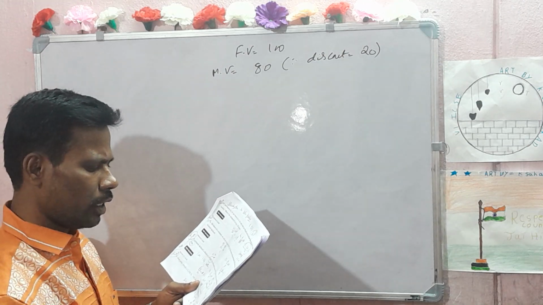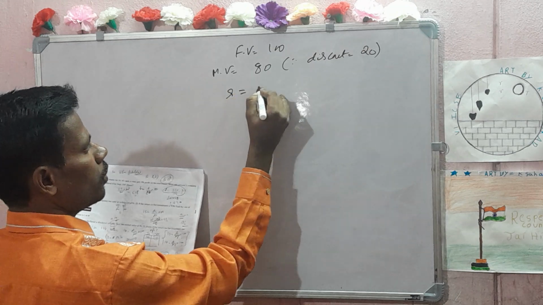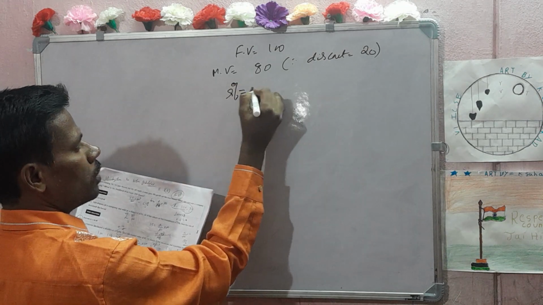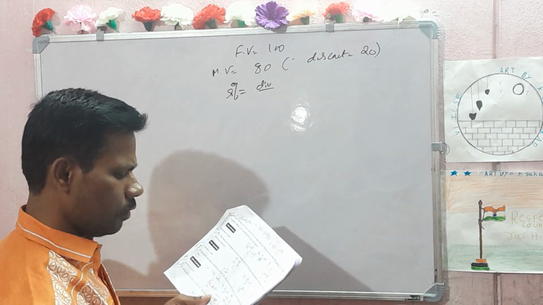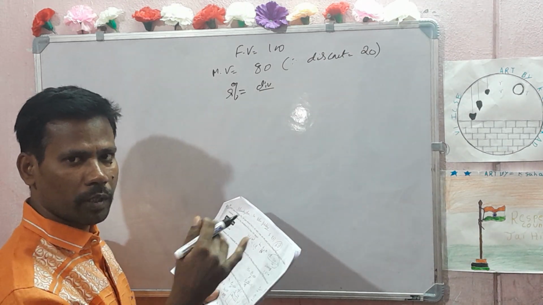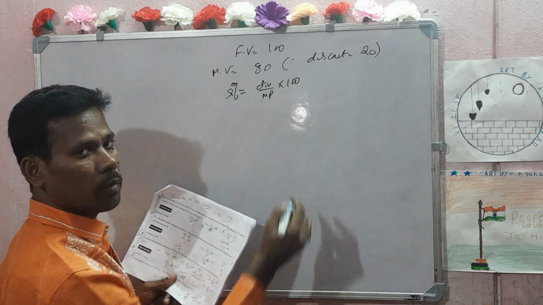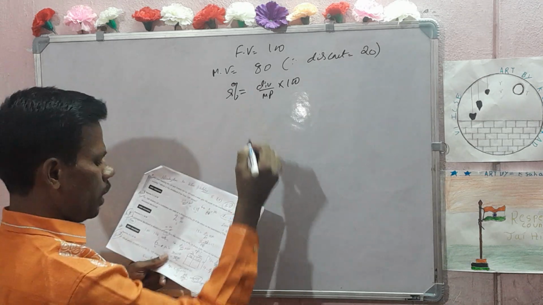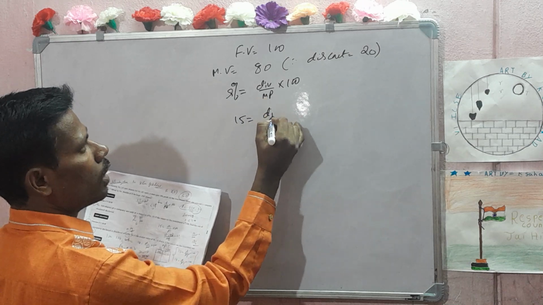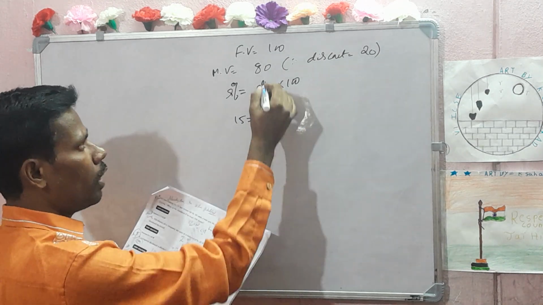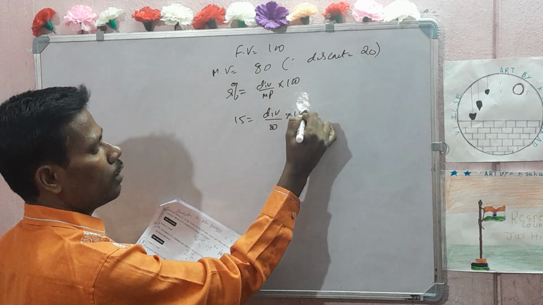Next one, if the return on the investment is 15%. Return on the investment means per shareholder, so you need to apply this formula. Rate percent is equal to dividend by market price into 100. So the rate of return is how much? If the return on the investment is 15, they already gave 15. Dividend you need to calculate: dividend by market price. The market value is already given; market value and market price are the same, into 100, right?